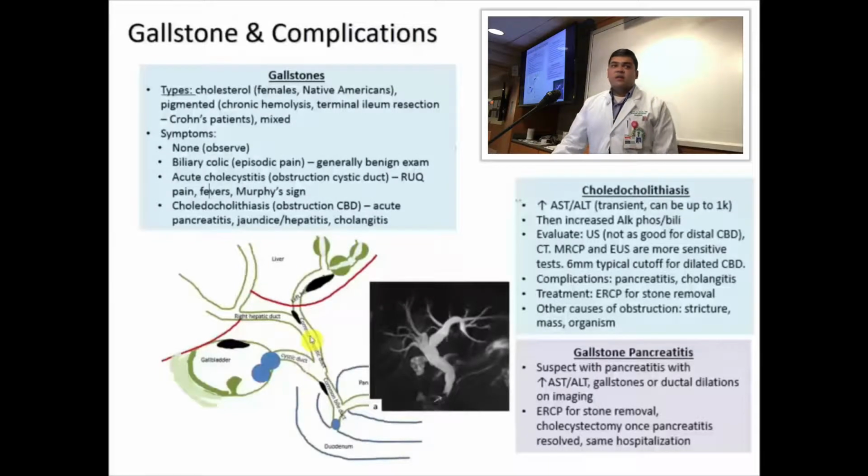So gallstones, there are a few different types, the main being cholesterol stones, for which you have a predilection if you're female. Native Americans do as well. Pigmented stones you can get in chronic hemolysis. You can also get them with terminal ileum resection, which you can often see in Crohn's patients. Crohn's patients actually have double the risk of the general population for having gallstones altogether, and in particular these pigmented stones. And then you can also have mixed cholesterol and pigmented stones.